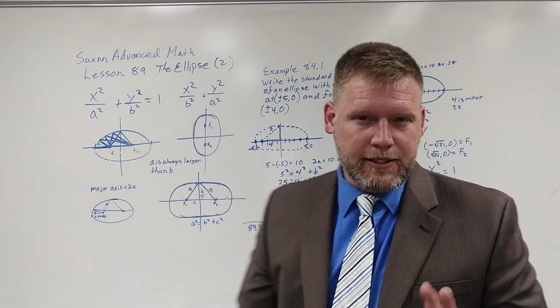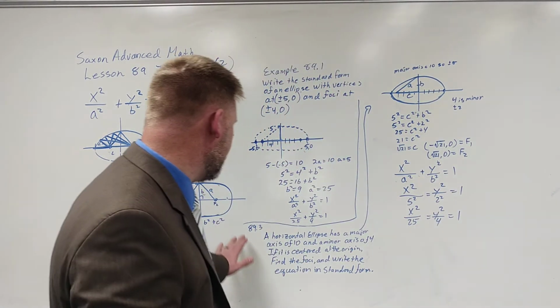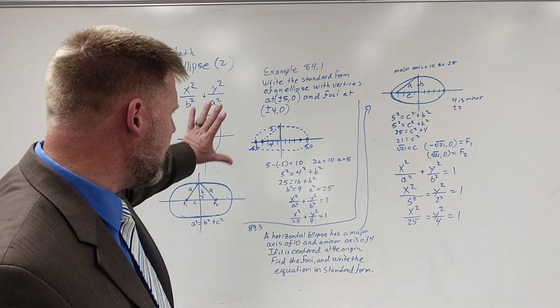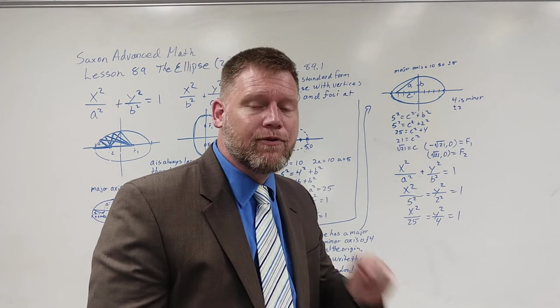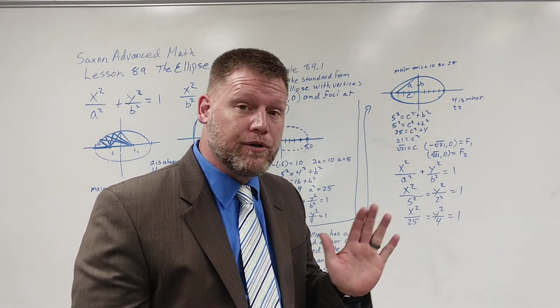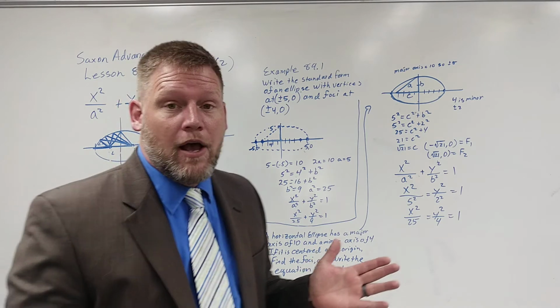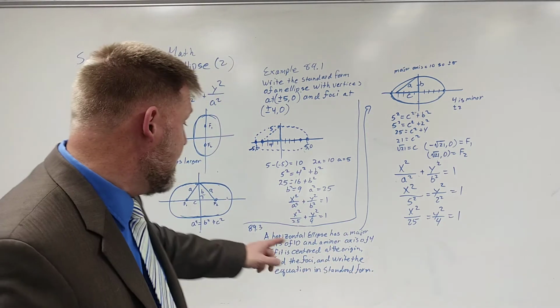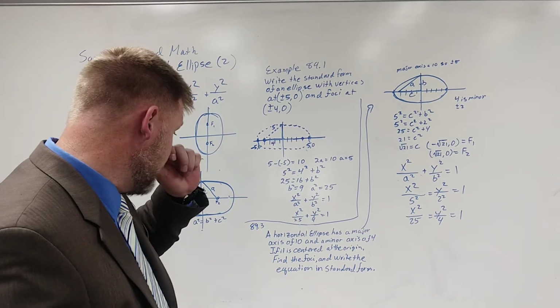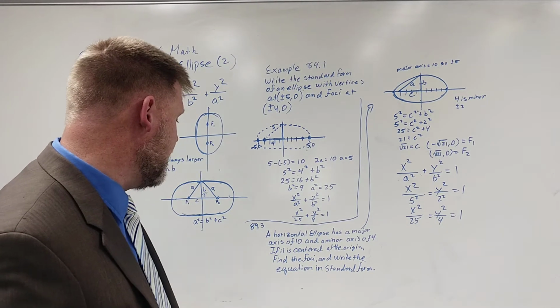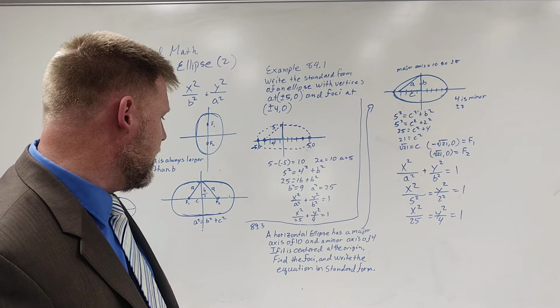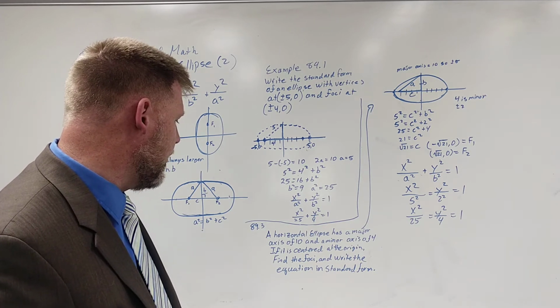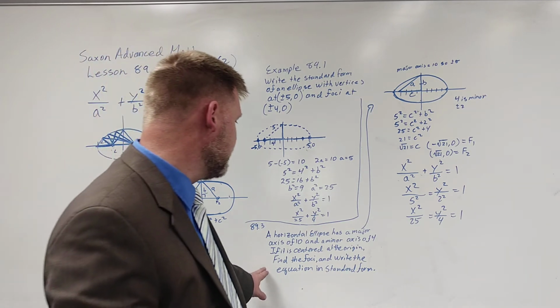Now, let's go ahead and take this a little bit further and make it a little more exciting. I'm skipping 89.2 because it's the same exact idea, with the only difference being that they're using a vertical ellipse. And you have to realize, hey, the vertical ellipse means that the A is underneath the Y. Now, 89.3, a horizontal ellipse has a major axis of 10 and a minor axis of 4. If it's centered at the origin, find the foci and write the equation in standard form.